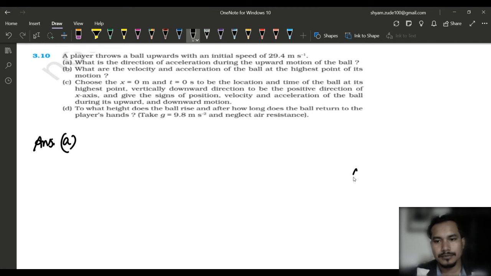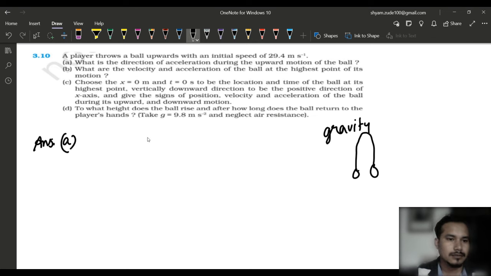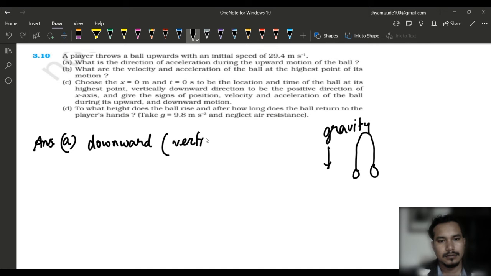So, when we throw an object, its acceleration is due to gravity only. Whether it is upward motion or downward motion, acceleration is due to gravity only, and gravity acts in the downward direction only. So acceleration is in the vertically downward direction. So next question.